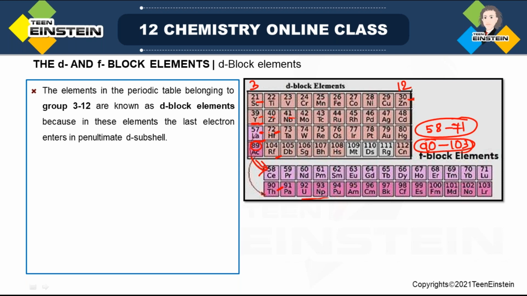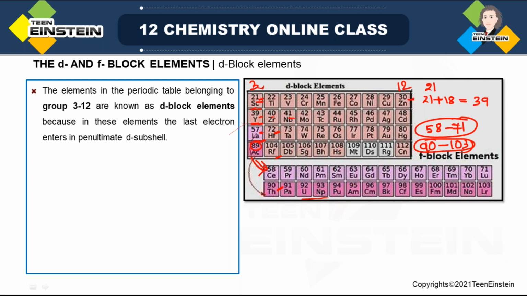Now here, if you want to remember which elements are present in the same group, for example the third group, then the elements will be scandium, yttrium, and then lanthanum. Just remember the atomic number of the first element, because if you remember the atomic number of the first series, then you have to just add 18. So it is 21, and the next element will be 21 plus 18. That means now it is 39.